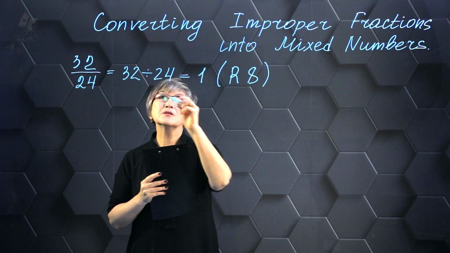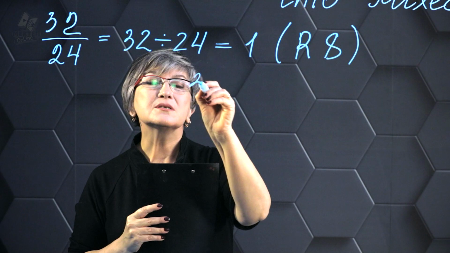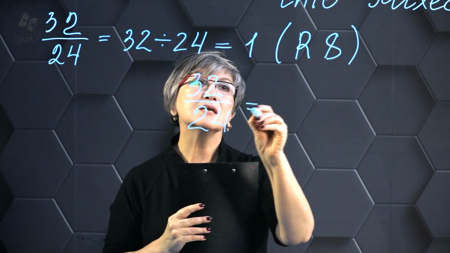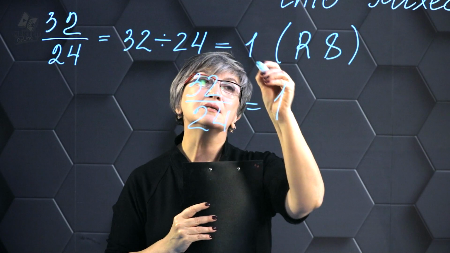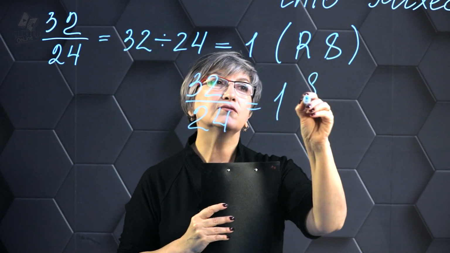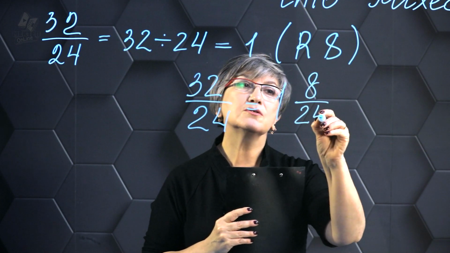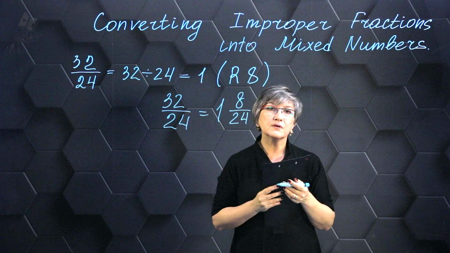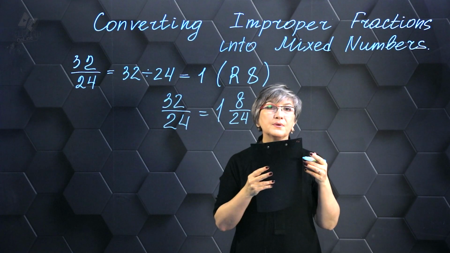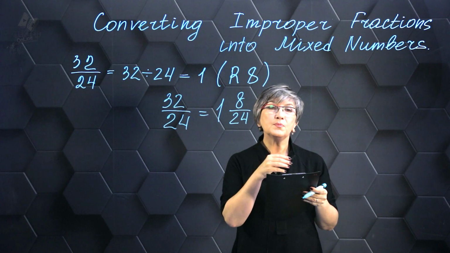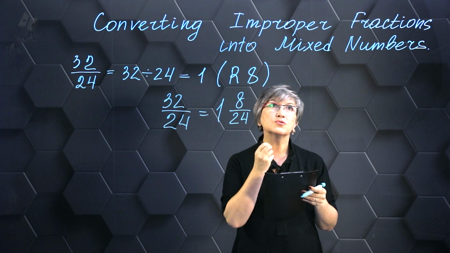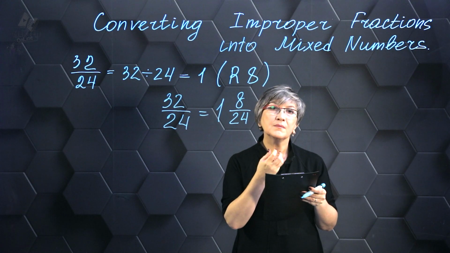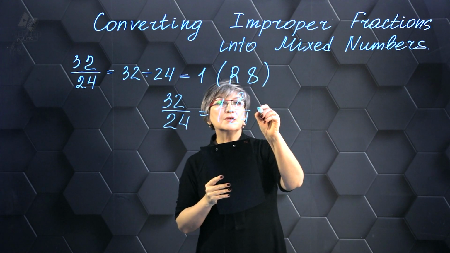Therefore, we can represent 32/24 as equivalent to 1 and 8/24. Well, you can leave it as it is, I suppose. However, in mathematics, it is not customary to leave a reducible fraction in its original form. In order to ensure that the fraction is in its irreducible form, what specific actions do I need to take?